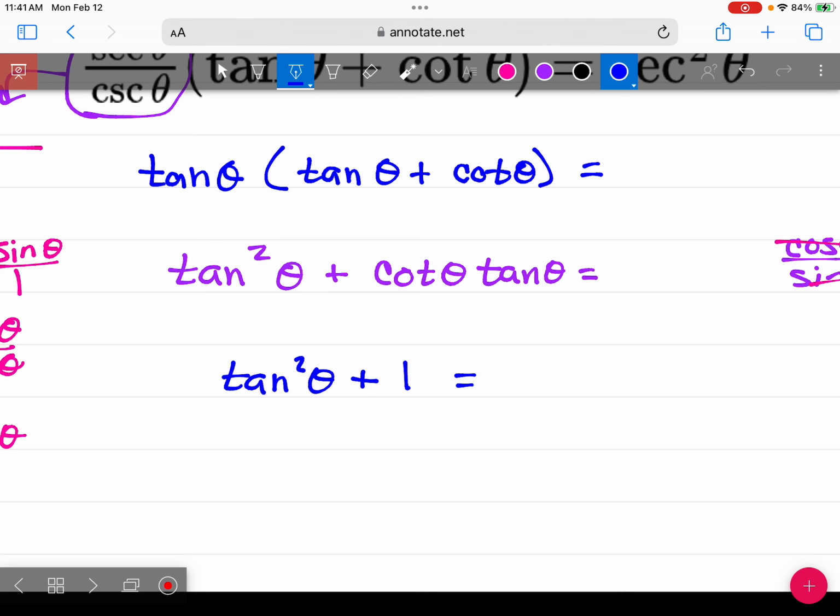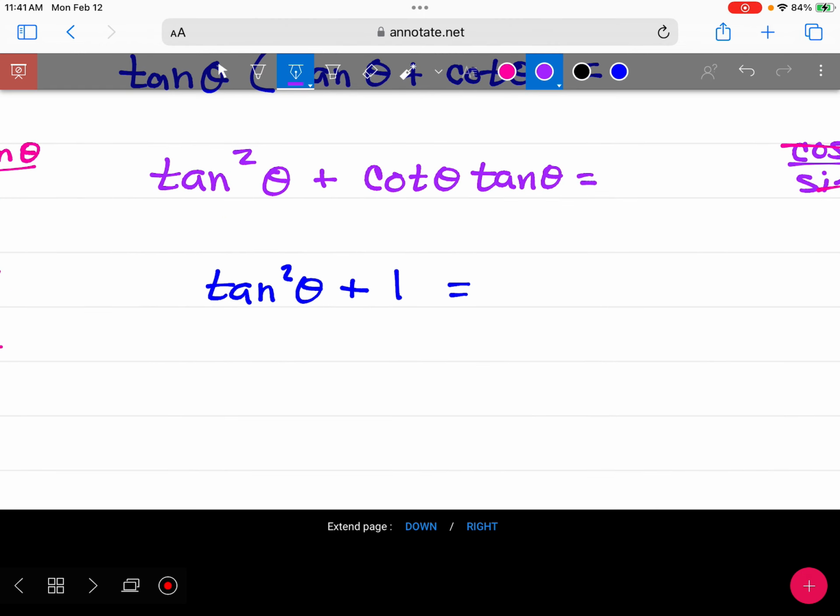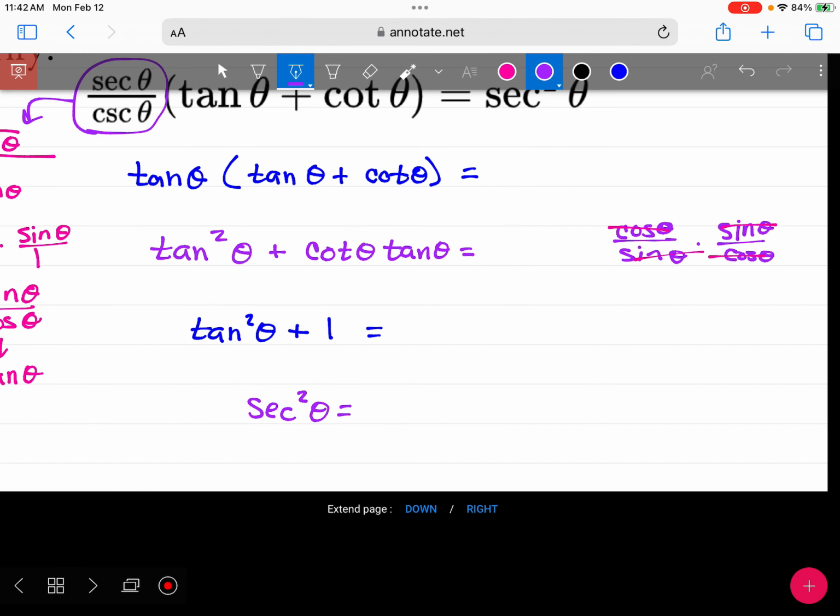And that's actually one of our trig identities. One of our Pythagorean identities is tangent squared theta plus 1 actually equals our secant squared theta. And that's what we had at the top, that we wanted this to equal secant squared theta.